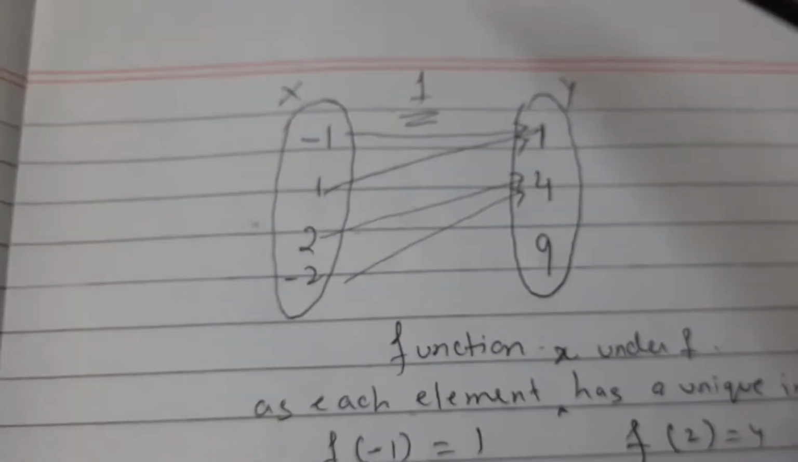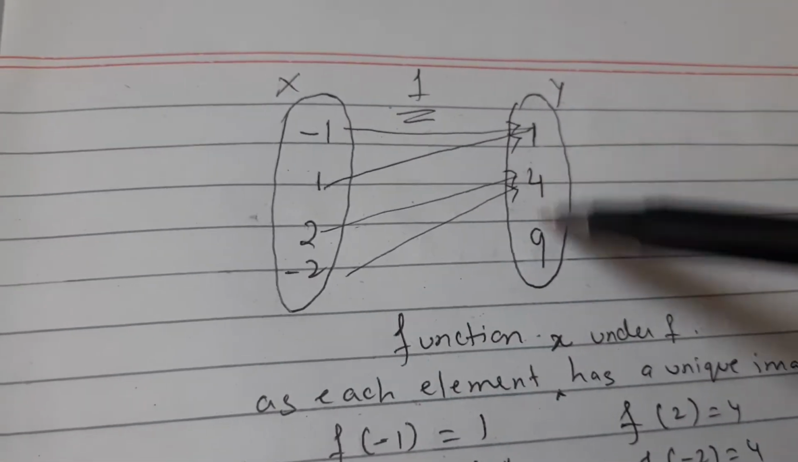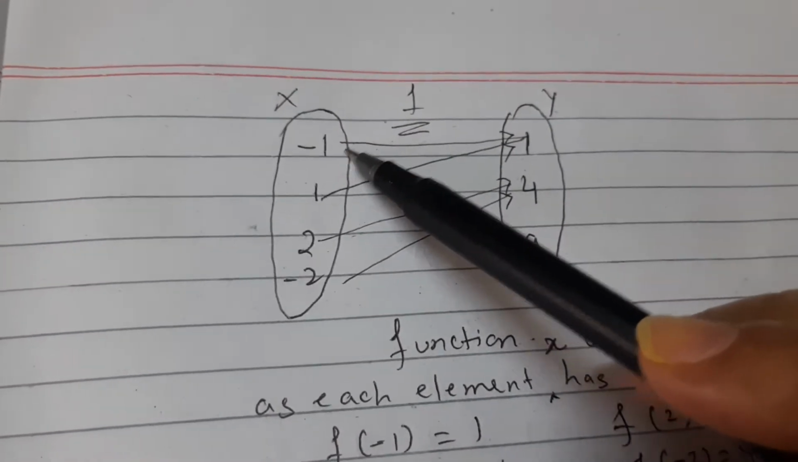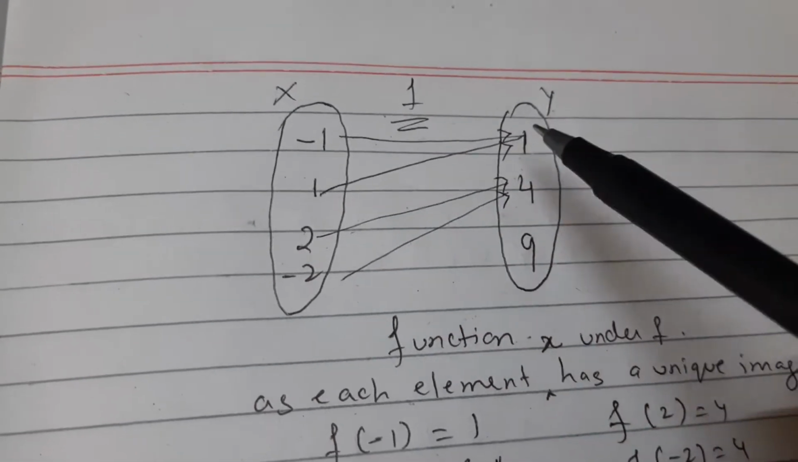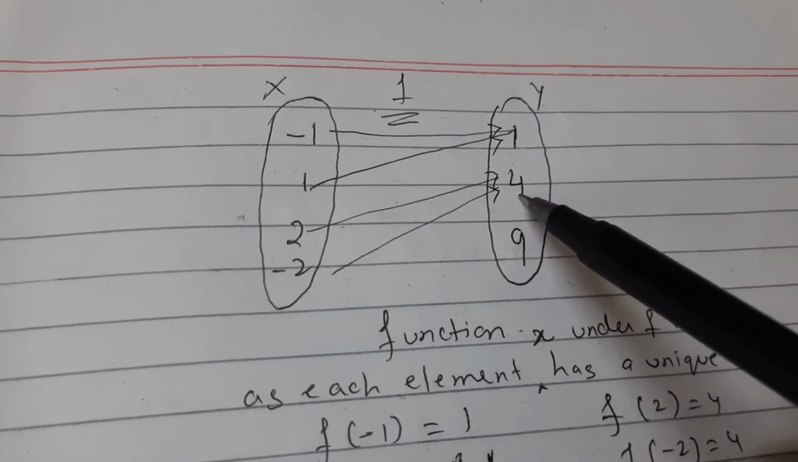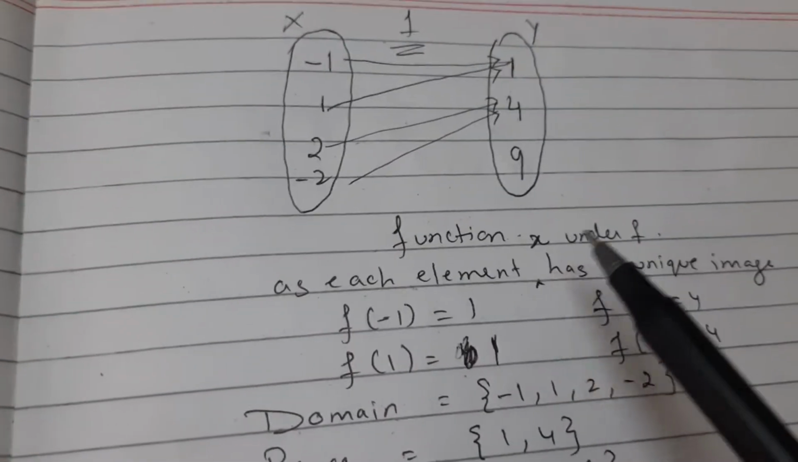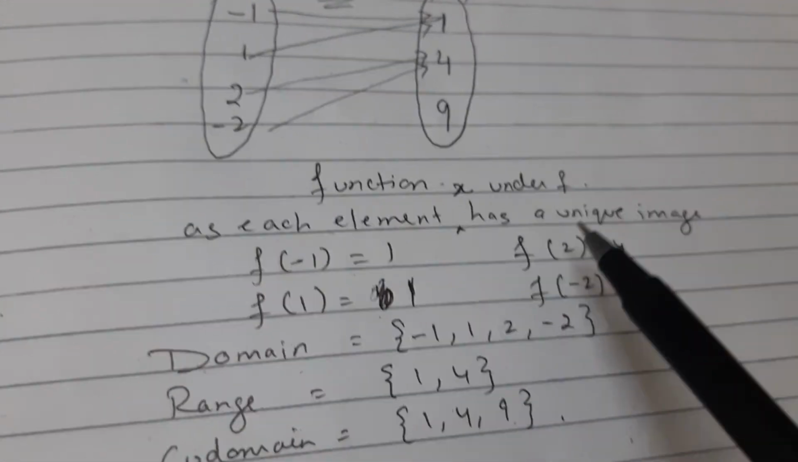Now let us see the other example here. Again, x and y are two sets. This is the domain, this is the codomain. F of minus 1 is 1, f of 1 is 1, f of 2 is 4, f of minus 2 is 4. This is a function of x under f, as each element has a unique image.